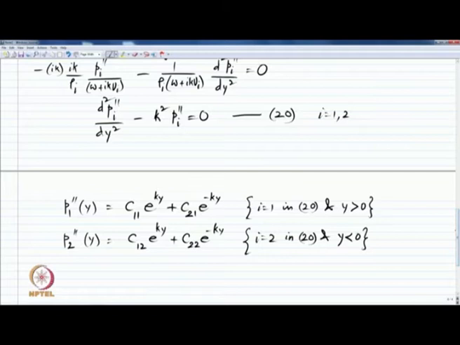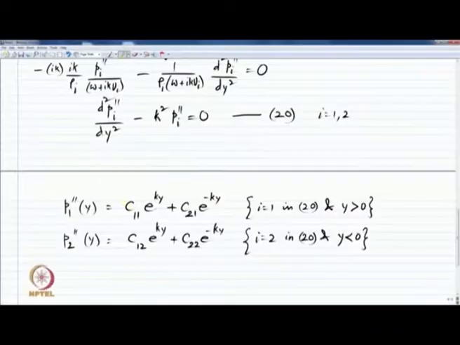of equation 20. Now, if you think of fluid 1 for a moment, for all y greater than 0, and remember k is a positive number in our temporal linear instability analysis, k is a positive real number. So, if k is a positive real number, then this first term here, C11 e power ky, is going to become increasingly larger as y increases.